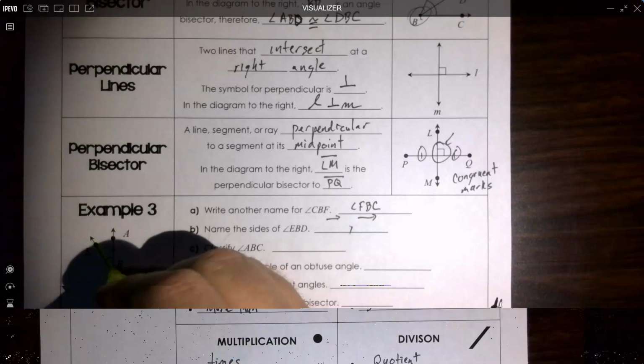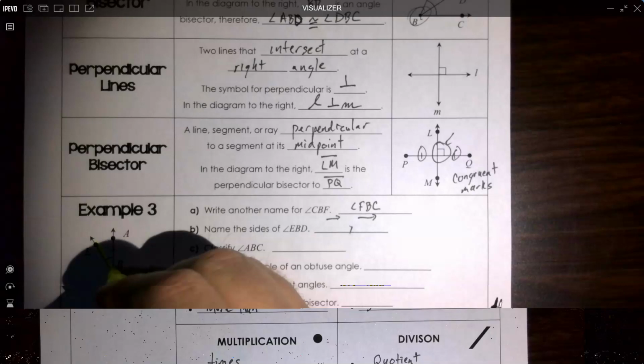All right, classify angle ABC. It looks like it's completely straight, so that's exactly what this is called, a straight angle. Give an example of an obtuse angle. I need something larger than 90 degrees. The angle we already had, EBD, is already bigger than 90 degrees, so I'm going to say that.